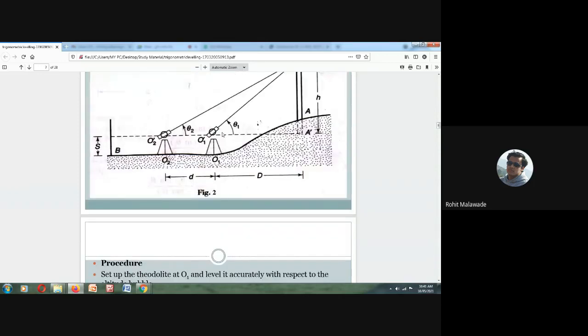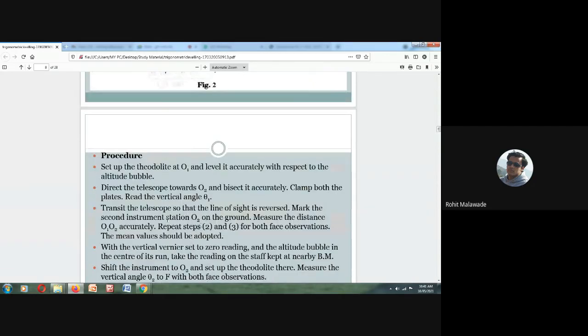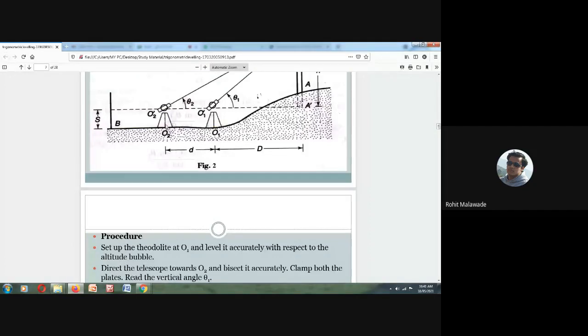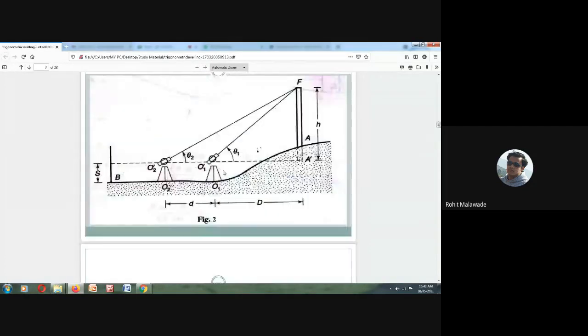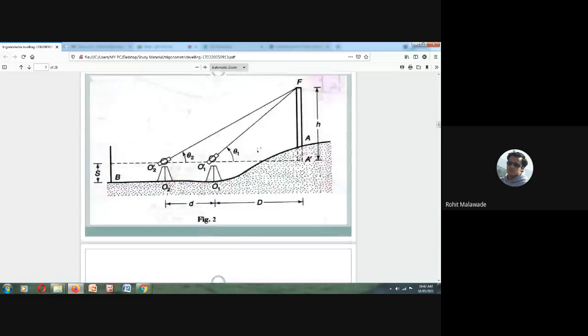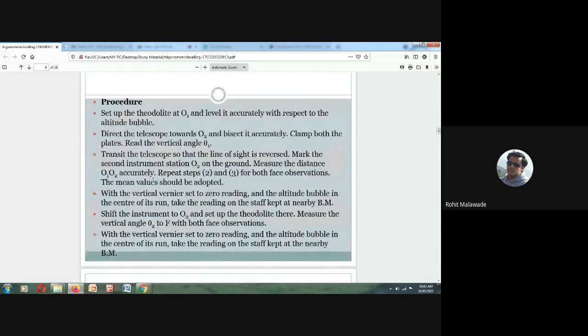Now transit the telescope so that the line of sight is reversed, and mark the second instrument station O2. Here we are transiting the telescope, looking towards the point O2, and we are going to locate the point O2 on the ground. So both instruments O1 and O2 are in the same vertical plane, in the same line. Measure the distance between O1 and O2 accurately.